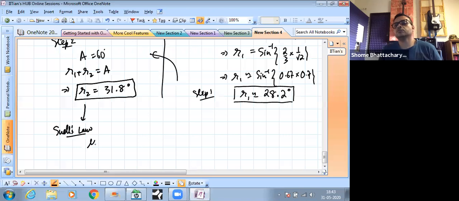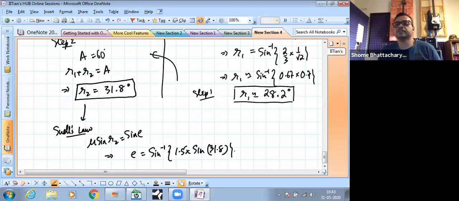So mu sine R2 is equal to sine of emergence. So E will become sine inverse of 1.5 into sine 31.8. So again, I'll use a scientific calculator to work this out. But actually, you can see this will be very close to sine 30, because 31.8 is very close to that. So it's almost 1.5 into half, so that is 0.75. So sine inverse of 0.75 will also do, but I'm doing an exact calculation here.